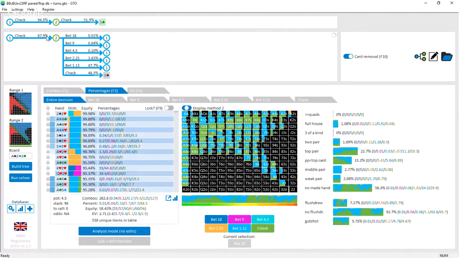And you'll find that a lot, especially with the weaker players. They don't understand that they should be protecting their checking range, and so when they check the second time, they're very, very weak. And so you can ignore the 50% rule against them and bet all the time.